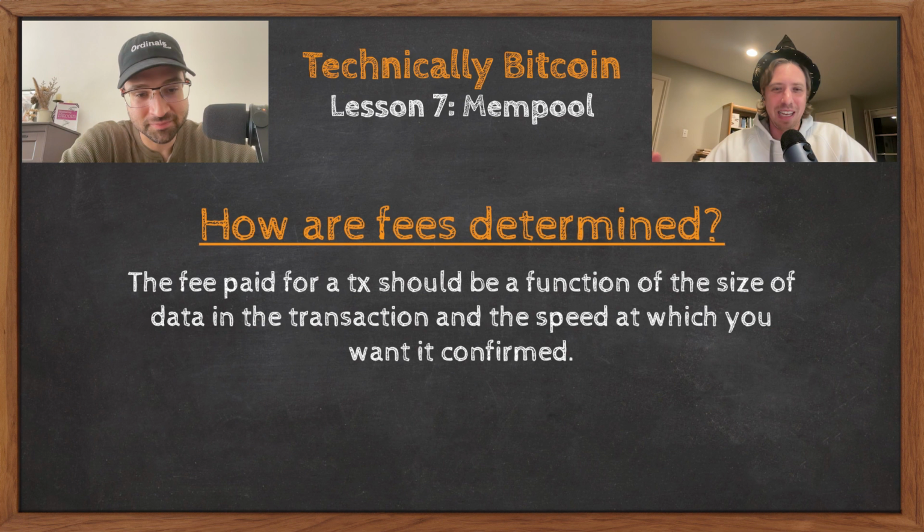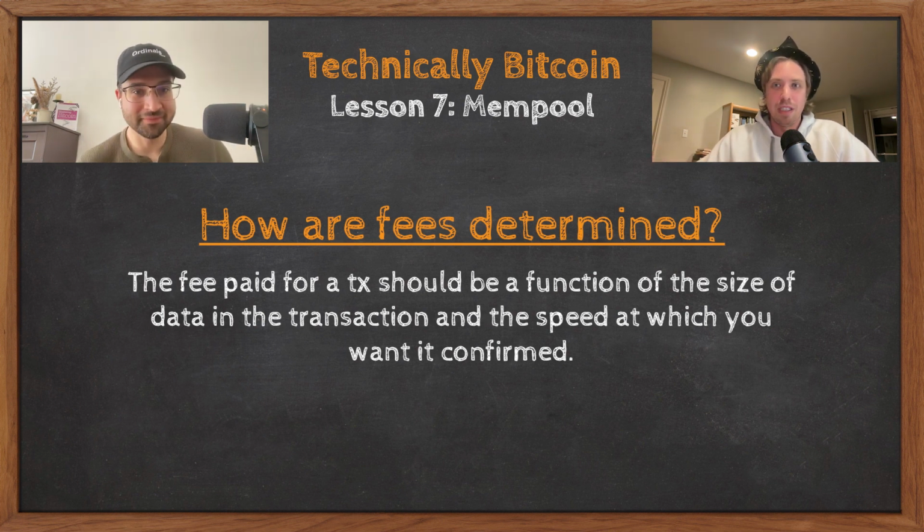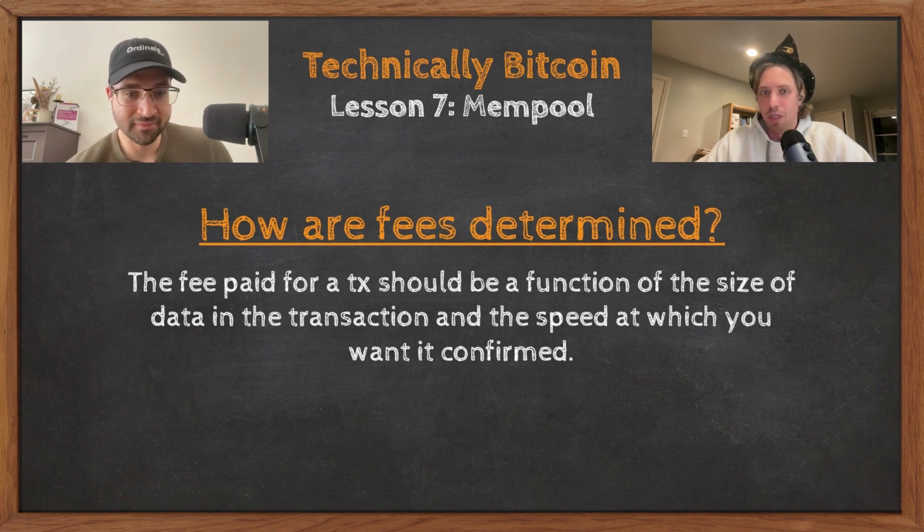When you're going to transact, sometimes you're baffled as to why something is costing $30 in fees when it feels like a simple transaction. You thought you were just sending 0.1 Bitcoin to your friend, and yet all of a sudden you're getting fees cranked up on you. And this all comes back to what we just talked about, which is how miners think about what transactions to include. So the fee you pay for a transaction should be a function of the size of the data in the transaction and then the speed at which you want it confirmed.